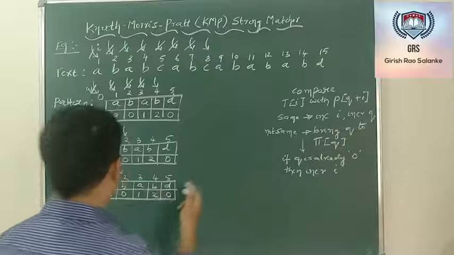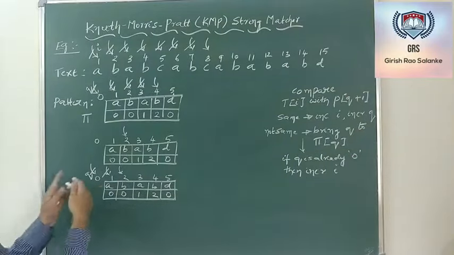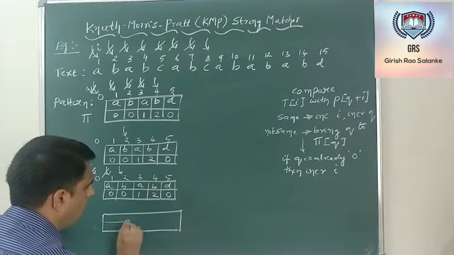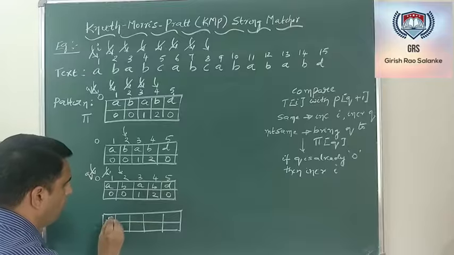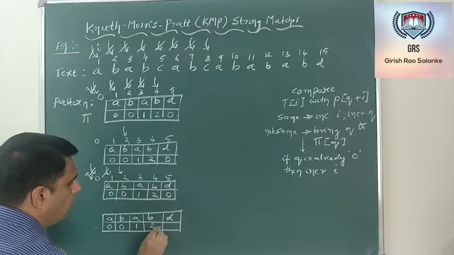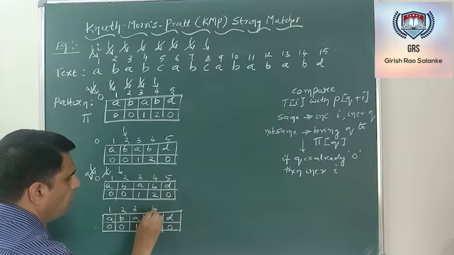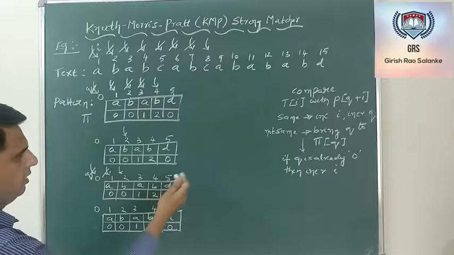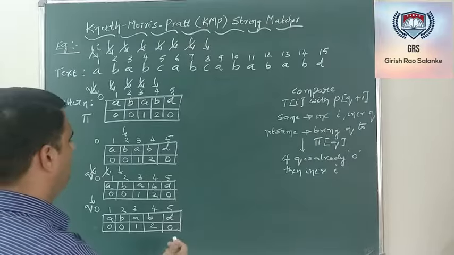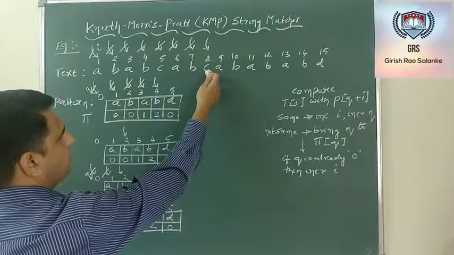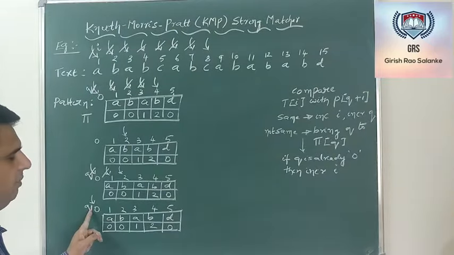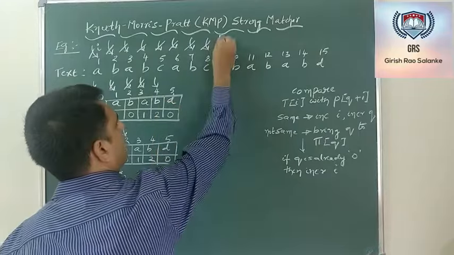Bring Q to pi of Q. What is pi of Q? Pi of Q is 0. Bring Q back to 0. Now I'll write here. Bring Q back to pi of Q. So I have got Q back to 0. Now compare T of I, which is C, and P of Q plus 1 is A. Both are not same, but Q is already been initialized to 0. So I need to increment I.